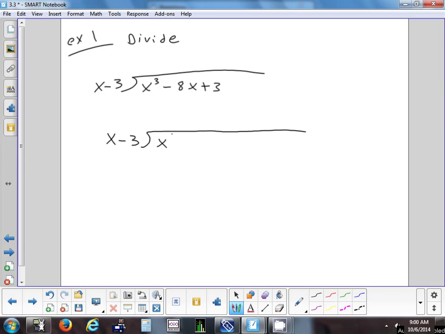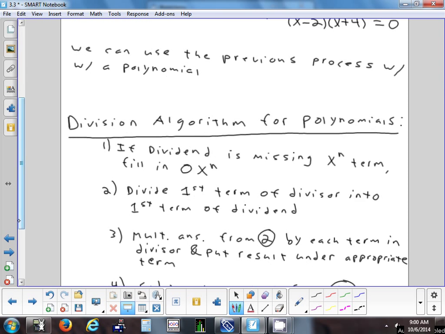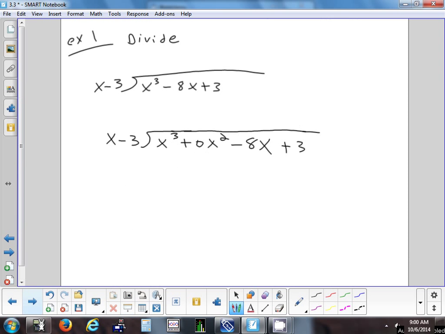So we're going to have x minus 3 divided into x cubed plus 0x squared minus 8x. That's good. We get the linear term, and we have the constant. Okay. Now we're ready to divide it. Let's go back and look at our step. Okay, step 2, divide the first term of the divisor into the first term of the dividend.